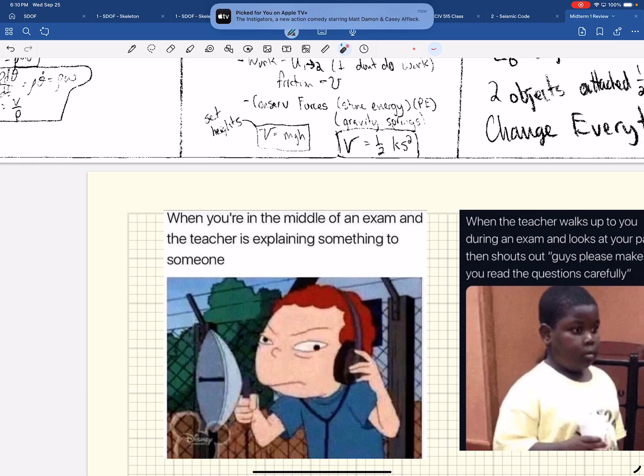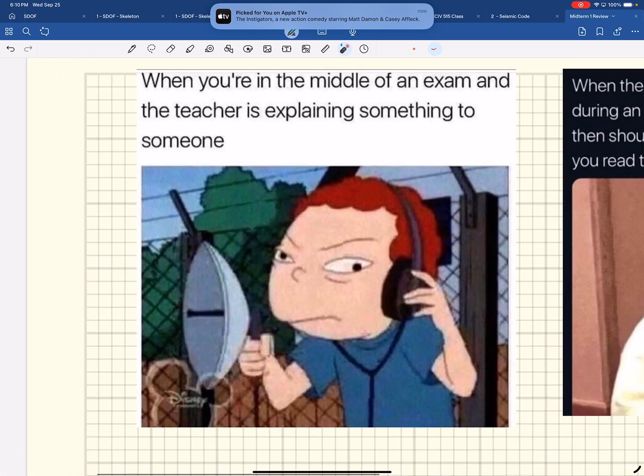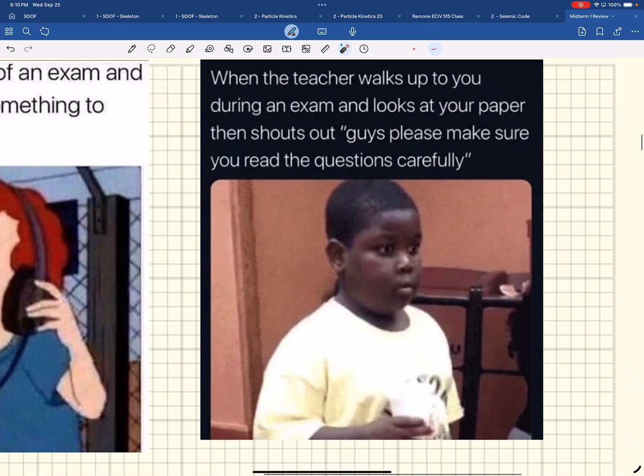I just always like to share these. This is pretty fun. I've actually been in this situation before. When you're in the middle of an exam and the teacher is explaining something to someone else, you make sure you listen. You pretend you're not listening, but really you're listening to what they're talking about. That's a big one. This is also a pretty good one too.